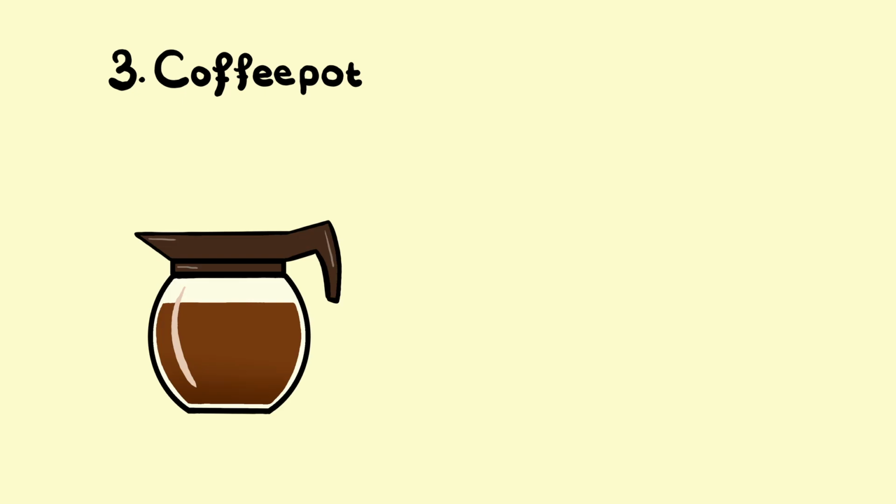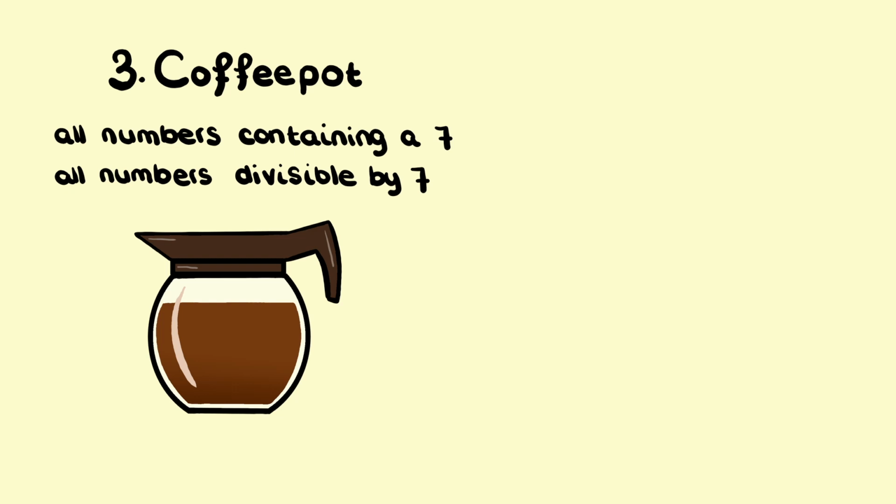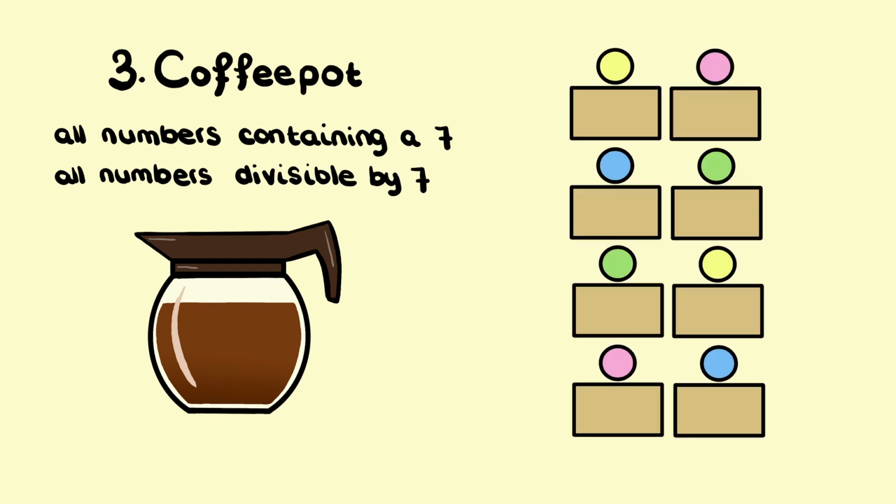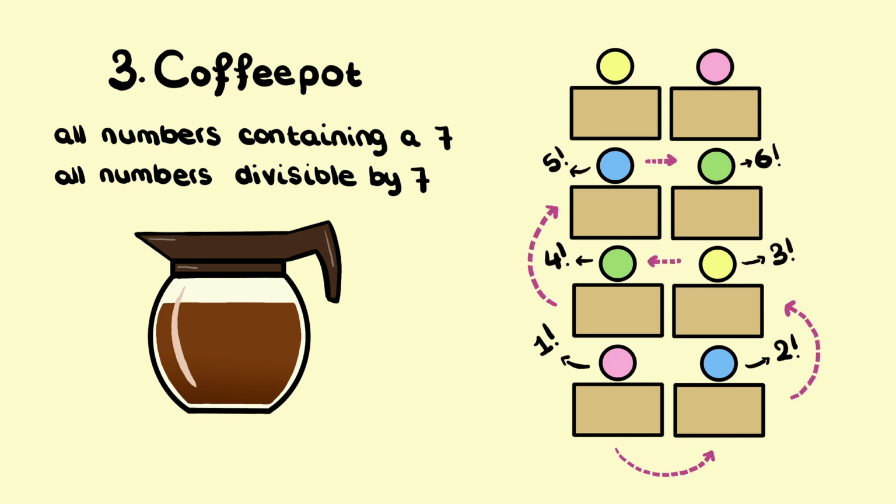3. Coffeepots. This one is a bit more tricky. It involves counting and multiplication. Every student has to say a number, starting at 1, and then seeing how far the group gets, but students cannot say numbers that have a 7 in them or that can be divided by 7. For example, the first student says 1, the second says 2, and then once you get to student number 7, they have to say the word coffeepot, rather than 7.